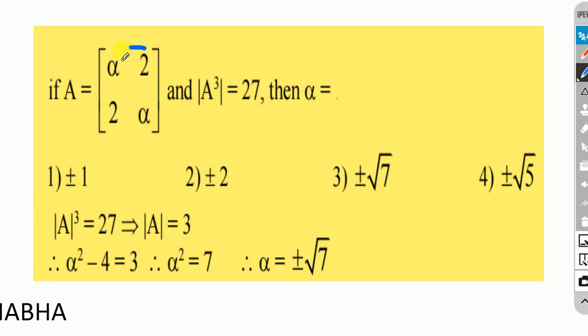By actual expansion, the determinant of this is alpha square minus 4, which is equal to 3. I am taking 3 on the right hand side. Here when you consider the determinant of this matrix, it is nothing but alpha square minus 4. So alpha square is equal to 7, that is 4 plus 3 is 7. Alpha is equal to plus or minus root 7. So option 3 is the right answer for this question. Thank you. I conclude this concept, determinants, here.